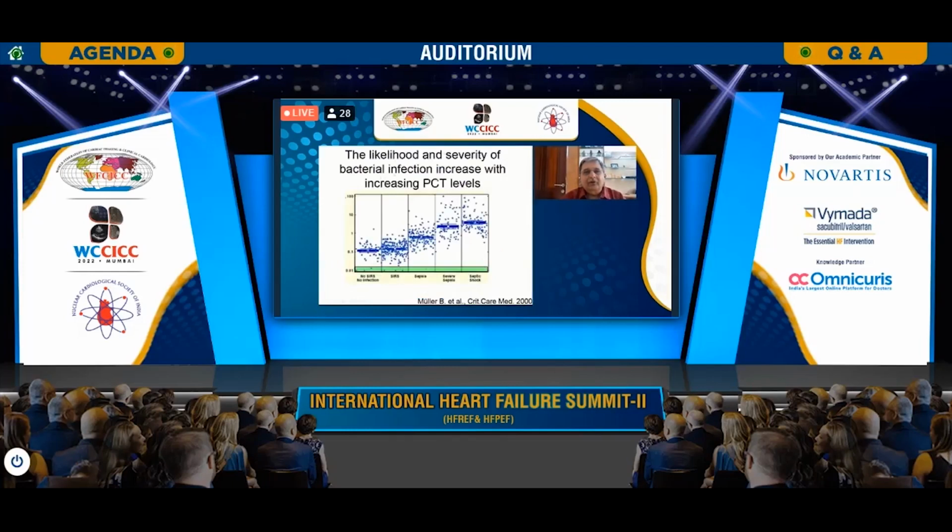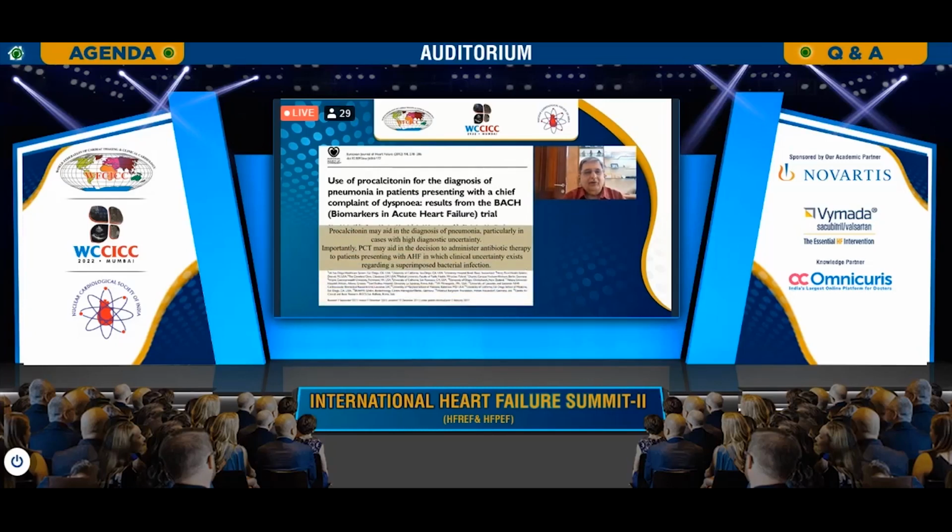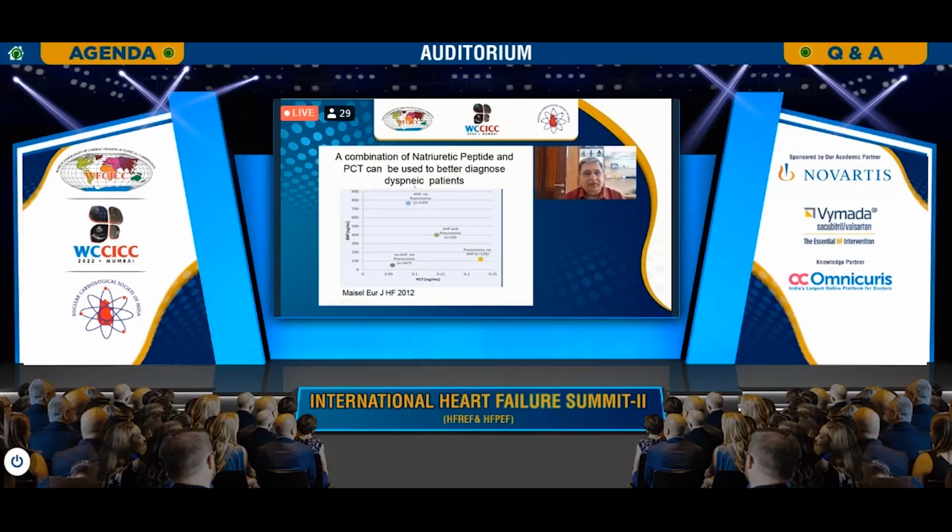The likelihood and severity of bacterial infection is clearly predicted by the level of PCT, and we can easily classify the level of sepsis depending on the levels. This has been proven in this particular study, that procalcitonin aids in the diagnosis of pneumonia, particularly in cases of high diagnostic uncertainty. And a combination of natriuretic peptide and PCT can give you an idea whether this is heart failure with pneumonia, heart failure without pneumonia, or no heart failure and no pneumonia. So this is a good combination which can be used.